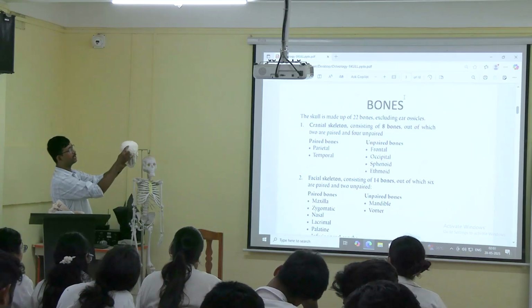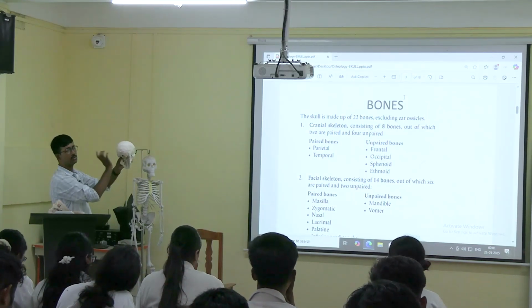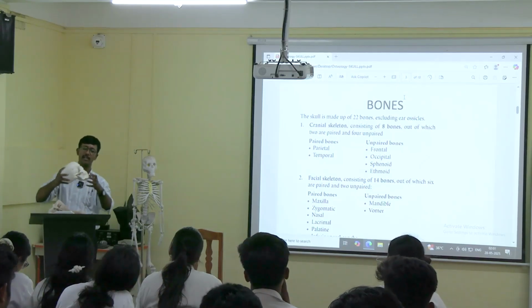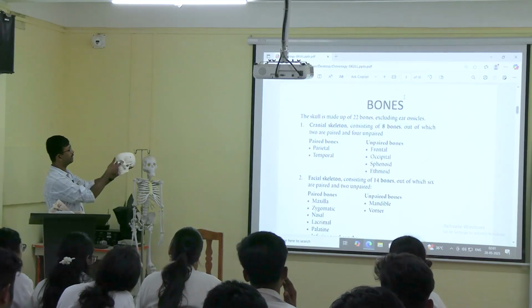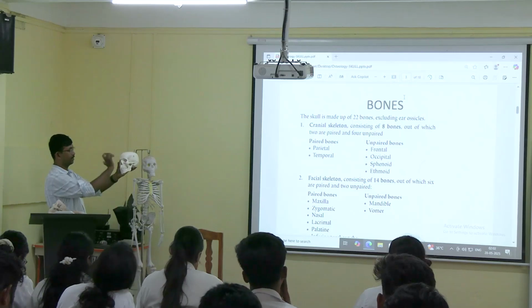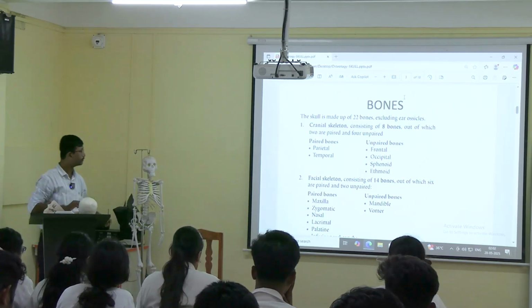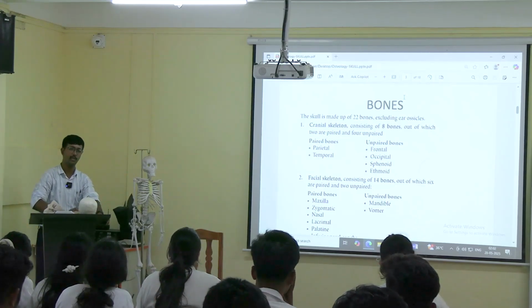On the posterior side, this is the occipital bone, which is also unpaired. And inside you can see the sphenoid as well as the ethmoid bone. Some part of the ethmoid bone is present here. So these are the 8 bones of the cranium.